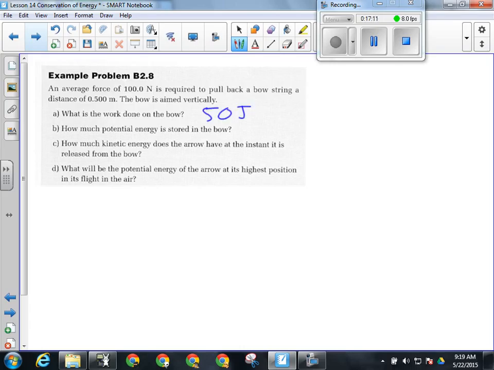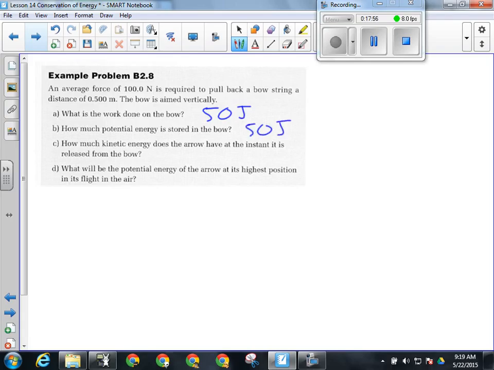From here on out, I do not need to do any math. If I understand the law of conservation of energy, I should have to do no additional math to answer any of the next 3 questions. How much potential energy did I put in the bow? 50. I stretched it, right? I did work. I pulled the bowstring back a distance by exerting a force. That means I put potential energy in the bow. And according to the law of conservation of energy, if I did 50 joules worth of work, there has to be 50 joules worth of energy now in the bow. Everyone follow me there? So 50 joules.